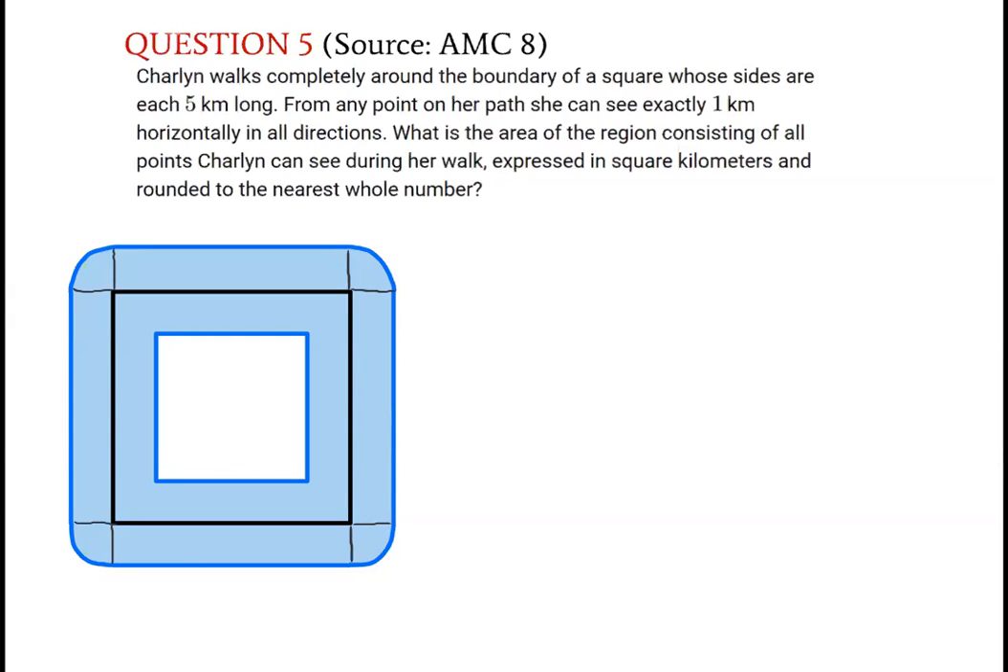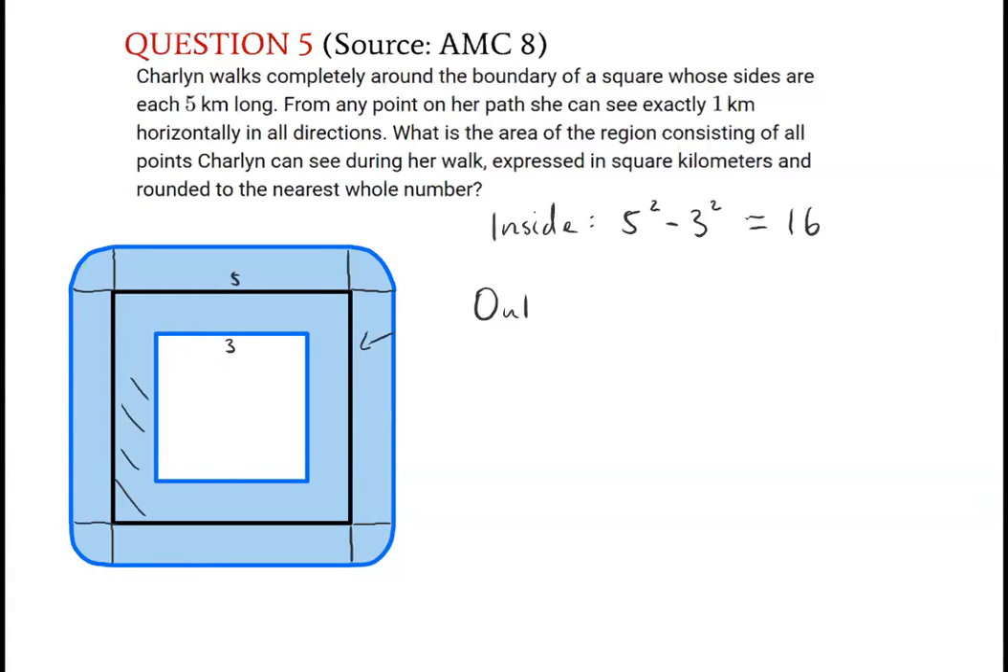And we just want to find the blue shaded region that I drew. And to do that, let's just first find the inside of her walk. But by the way, she's walking on the black square right here. And the inside of the walk, the area of that is just 5 squared minus 3 squared. That will give us 16.